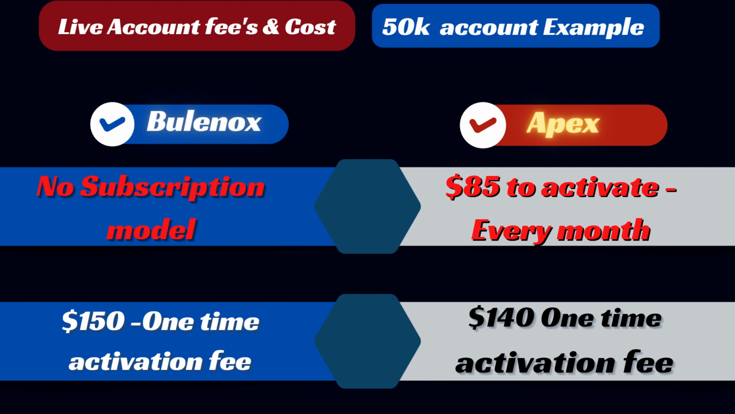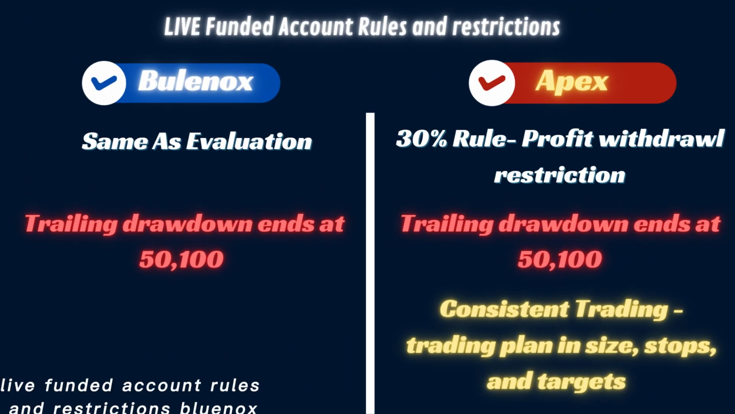And then you can also pay a one-time $140 activation fee. So you have the two choices here. You either pay $85 a month for every month going forward forever, or the $140 one-time activation fee. I recommend going with the one-time $140 activation fee. Alright, moving on here. Live funded account rules and restrictions.